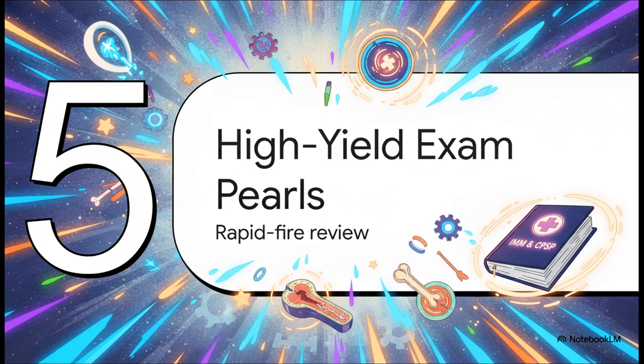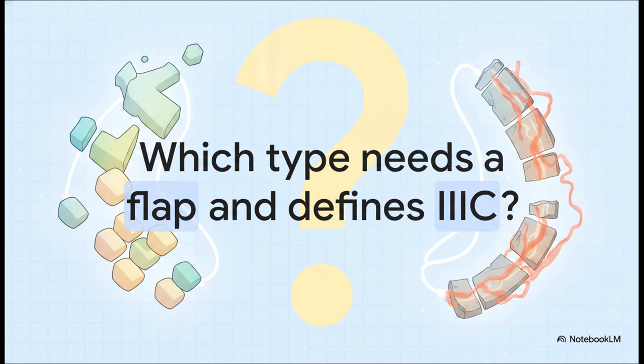Section 5. High-yield exam pearls. All right, let's bring the energy up for a rapid-fire review. Consider this the ultimate test of your immediate recall for those IMM and CPSP board exams. Let's see what's stuck. Okay, I've got 2 classic Viva questions for you. I'm going to ask them, and I want you to mentally lock in your answer before I reveal it. Ready? Question 1. What is the most important determinant of a Type 3C fracture? And question 2. Which type specifically requires flap coverage? Take a second. Got your answers? Okay, let's see how you did.